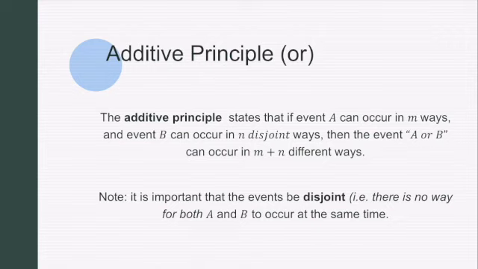The additive principle states that if an event A can occur in M ways, and event B can occur in N disjoint ways, then the event of A or B can occur in M plus N different ways. Note, it's important that both events are disjoint, meaning there's no way for A and B to occur at the same time, right? So if I'm rolling a single die, there's no way I could roll a 2 and a 3 at the same time.